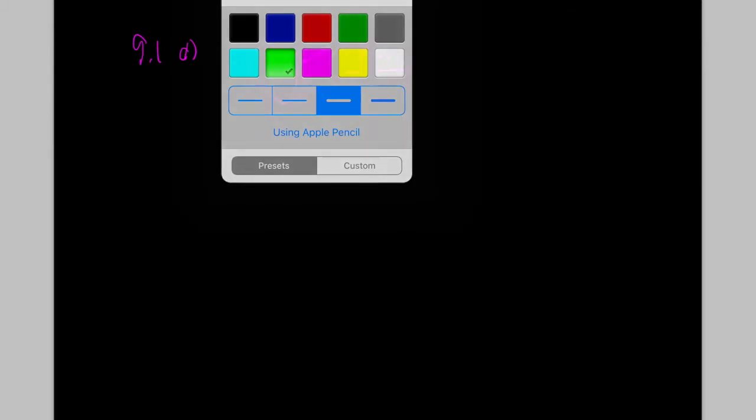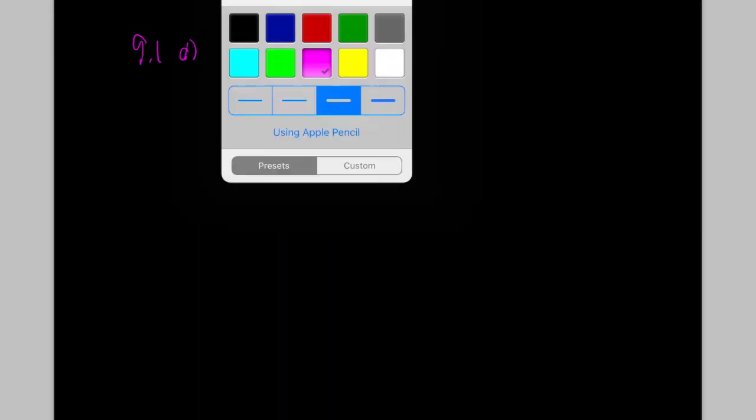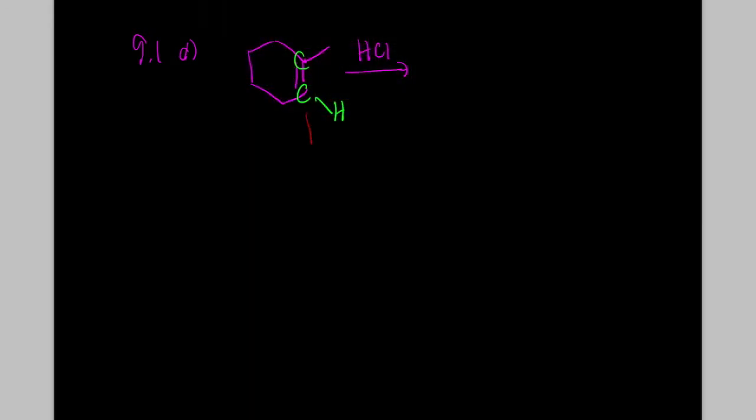Well, once again, draw in the carbons and draw in any missing hydrogens. Okay, carbon needs 4 bonds, so there's a hydrogen there. And then figure out where your groups go. So a hydrogen is going to go onto the carbon that has more hydrogens, and the chlorine is going to go up here. So let's go ahead and draw that product in.